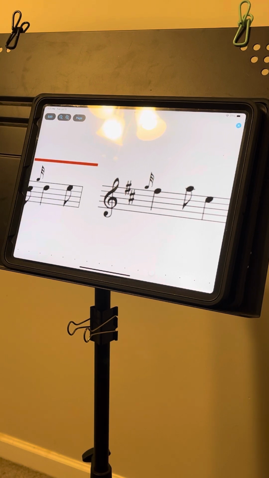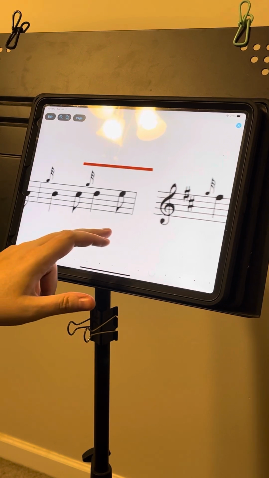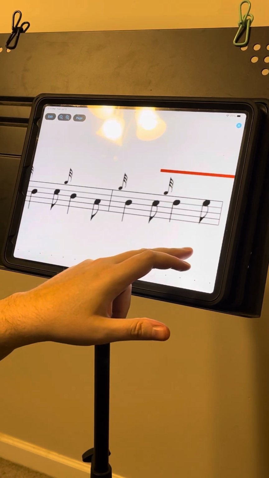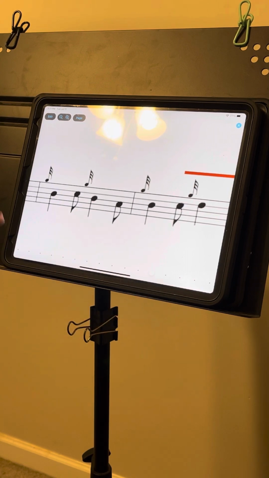Transitions are hard. I'm going to start right here.